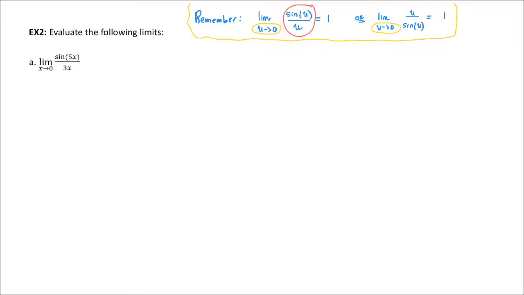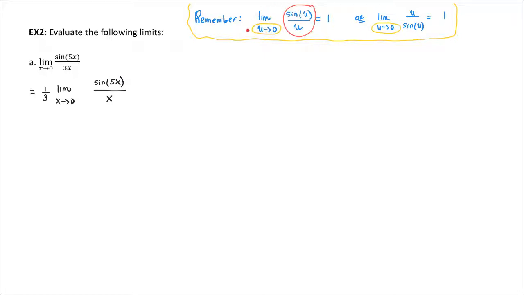So what we are going to do is the following. I'm going to take this 3, this coefficient, and I'm going to bring it in front of the limit for now. So I'm going to have 1/3 the limit as x goes to 0 of sine of 5x divided by x. Again, I haven't changed my expression. I just took 3 and I brought it in front of the limit notation. Then let me look at what I have over here.